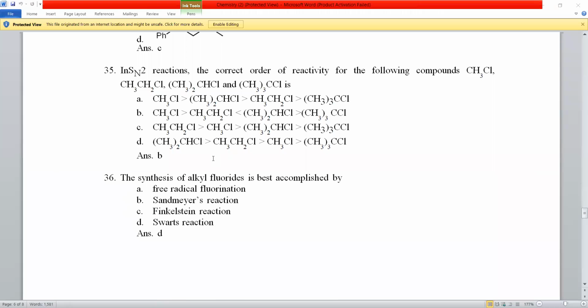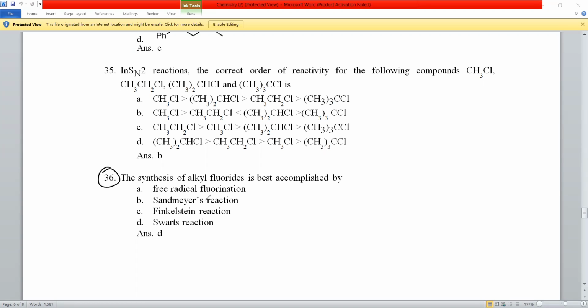Question number 35. In SN2 reactions, they are asking the reactivity order. SN2 reactivity depends upon the bulky nature: the less bulky group is more reactive. So there are methyl, ethyl, isopropyl and tertiary butyl, and methyl is the most reactive, right? So option B is correct: methyl, ethyl, isopropyl and tertiary butyl. This is based on the bulky nature; SN1 follows the opposite. Less bulky, more reactive towards SN2.